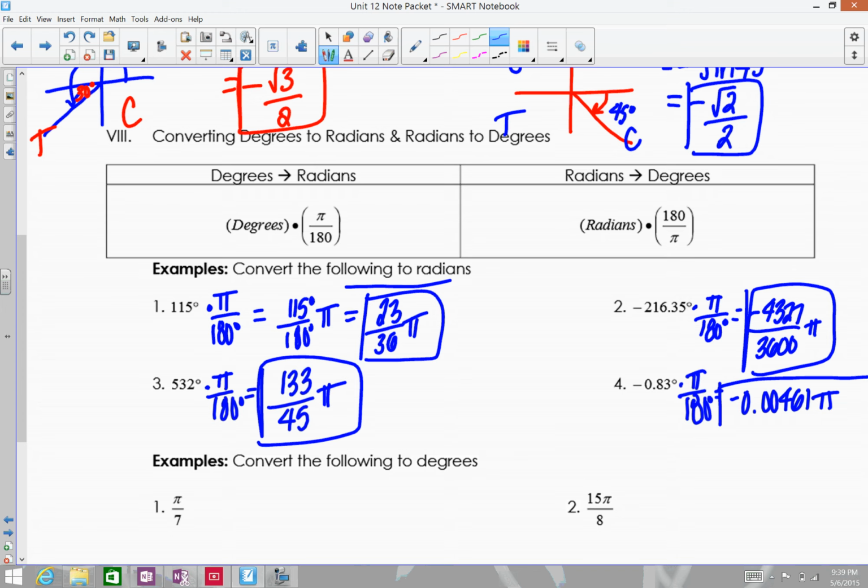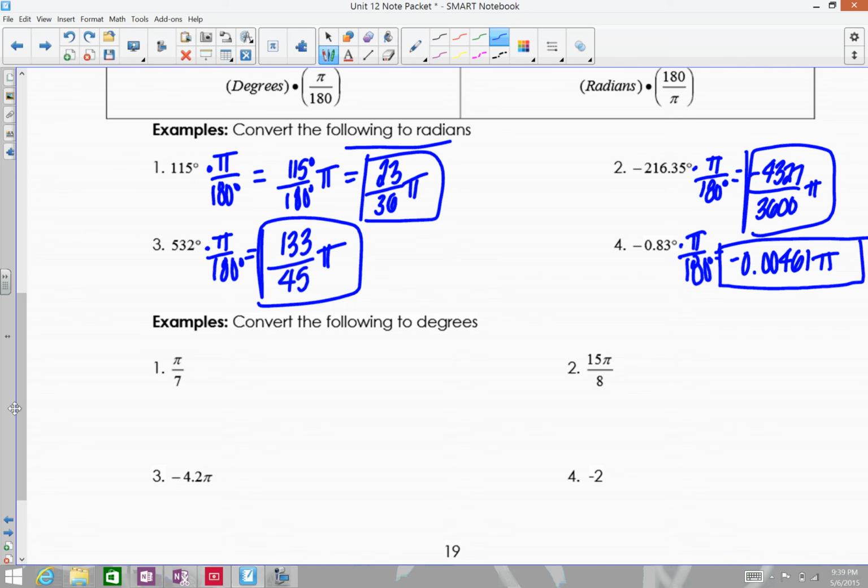Okay, so then the very last thing is going the opposite direction. So if you start with the radians this time and we want to convert it to degrees, what you do is you multiply by the reciprocal of what we just did. So you're going to do 180 over pi. The reason for this is so that the pi's cancel. So you end up with 180 over 7, which ends up with 25.714 degrees.